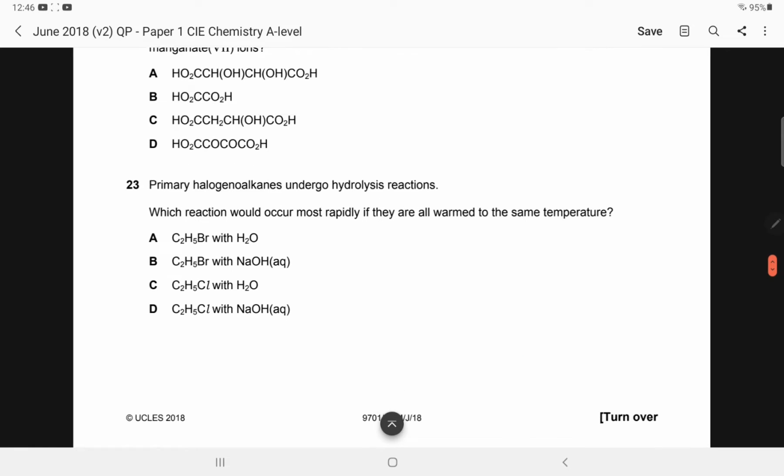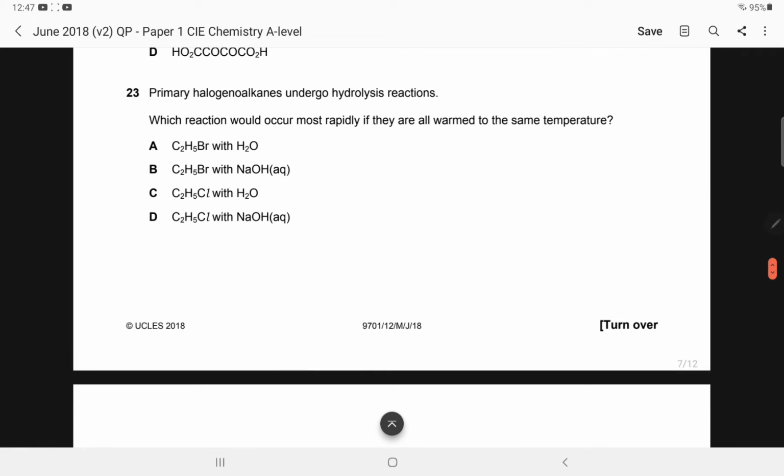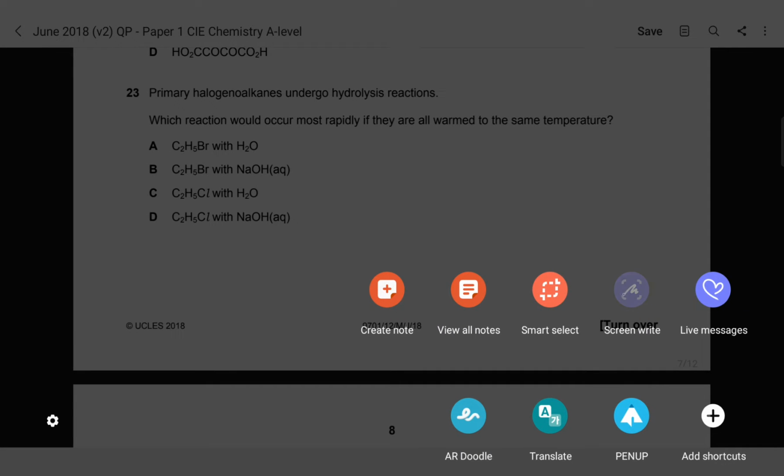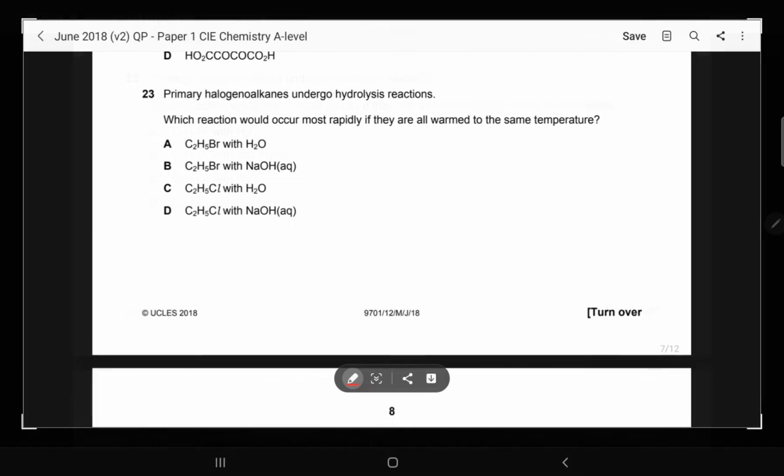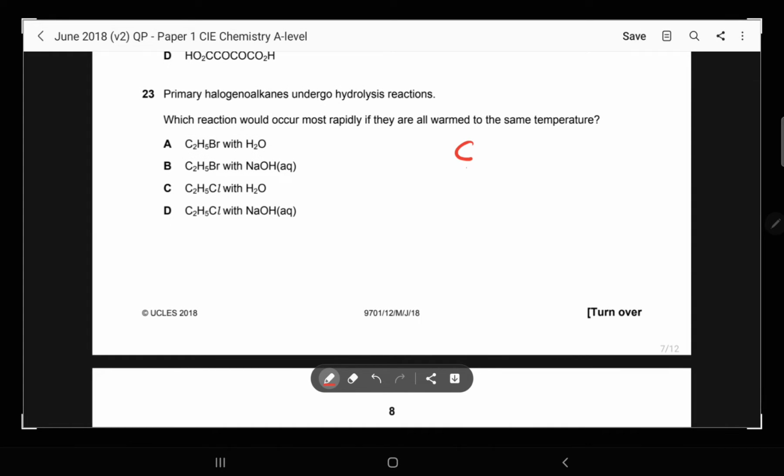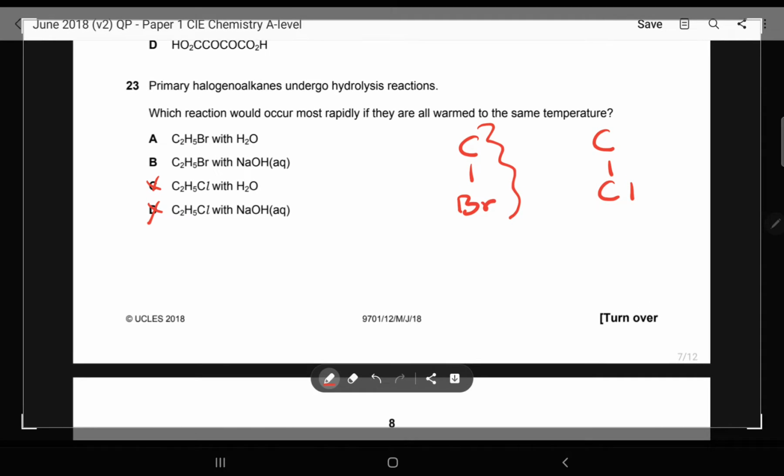Primary halogen alkanes undergo hydrolysis reaction. Which reaction will occur most rapidly if they're all warmed to the same temperature? For this, our first condition is we need a substance that has a weak bond. So C-Br versus C-Cl. Of these two, carbon-chlorine is stronger than carbon-bromine, so carbon-bromine can be broken down more easily. So anything with bromine is going to react faster than anything with chlorine. So C and D are out of our options.